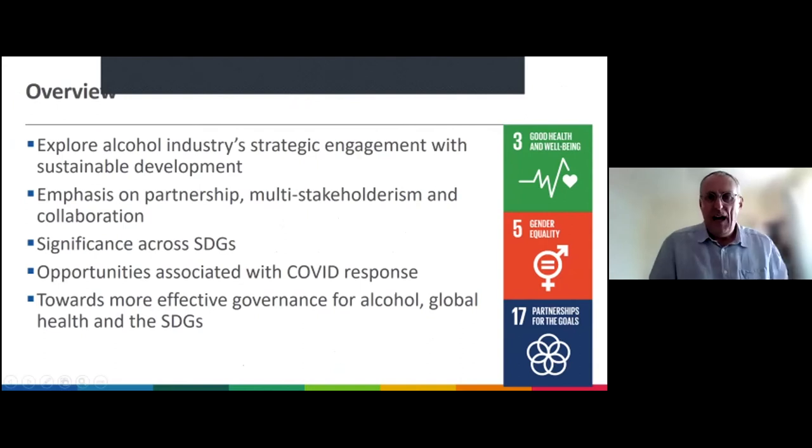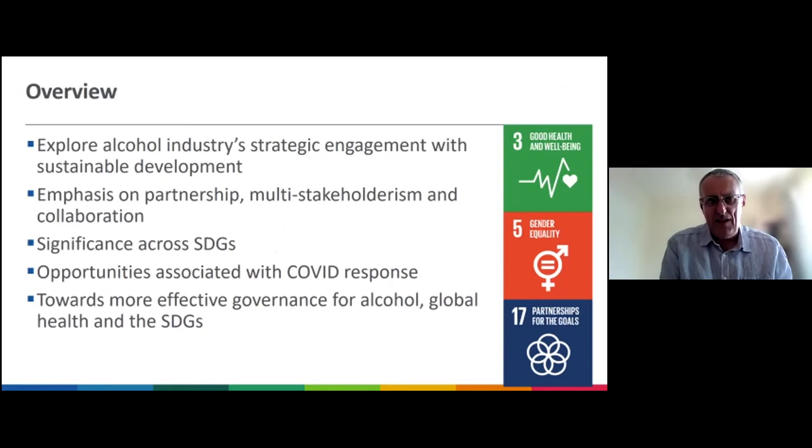Okay, good. So during the course of the next 20 minutes or so, I just want to talk about how the alcohol industry have been engaging strategically with sustainable development in recent years, particularly through a lens looking at governance dimensions. I want to look particularly at Goal 17 here, around partnerships for the goals, which has a very strong emphasis on partnership, on multi-stakeholder approaches, on collaboration across public and private sector with civil society, and on collaborations as preferred mechanisms for achieving the sustainable development goals.